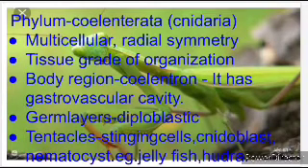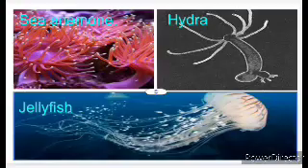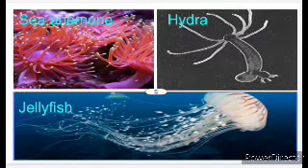Reproduction is the same as in Porifera: asexual and sexual reproduction. Examples are jellyfish, hydra, and sea anemone. Many coelenterates exhibit polymorphism. What is meant by polymorphism? The same species having different structures and functions. It may vary from one organism to another, but within the same species. That is called polymorphism.